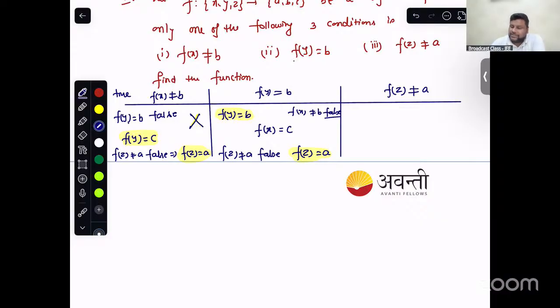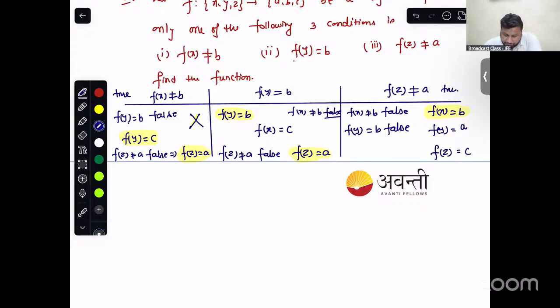Fine. Now if I go with the third case, f(z) not equal to a, if it is true, and f(x) not equal to b, if this is false, that means f(x) equal to b. Am I correct? f(x) equals b. f(y) equals b is false. That means f(y) can be a. f(z) not equal to a is true. That means f(z) equal to c. This is also going correct.